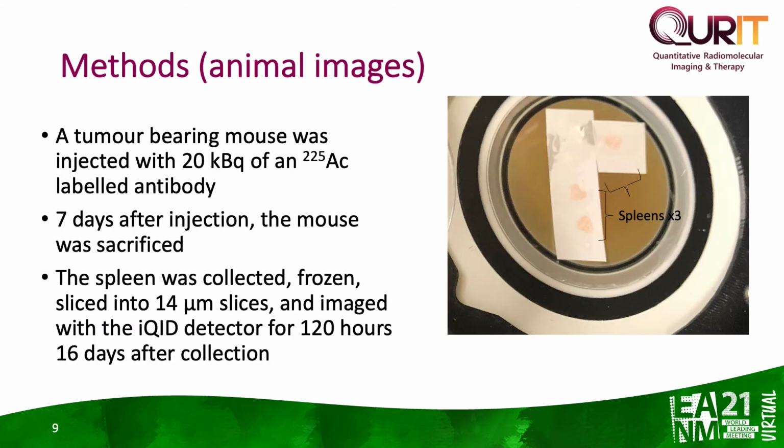Before we can obtain an activity distribution and a dose rate map, we first need an image of an animal tissue. So a tumor-bearing mouse was injected with 20 kilobecquerel of an actinium-225 labeled antibody. Around 7 days after injection, the mouse was sacrificed. A spleen was collected, frozen, sliced into 14 micrometer thick slices, and imaged with the iQID camera for 120 hours, 16 days after collection. And in this image on the right, you can see 3 of the mouse spleen slices on top of the scintillator paper on top of the camera.